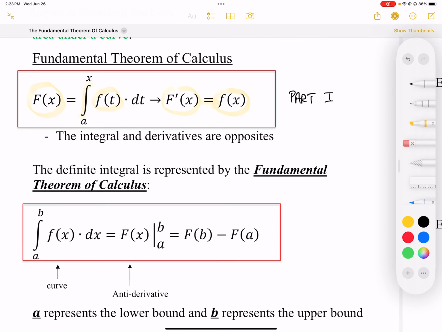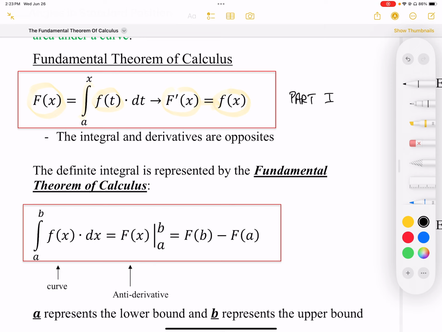The second part of the fundamental theorem of calculus is going to be relating the antiderivative to the area. So this is part two. What part two is saying is that if I want to find the area under the curve, this is my definite integral, it can be found using an antiderivative function, or big F. And it can be found by looking at the displacement on the antiderivative from a to b, or F of b minus F of a.